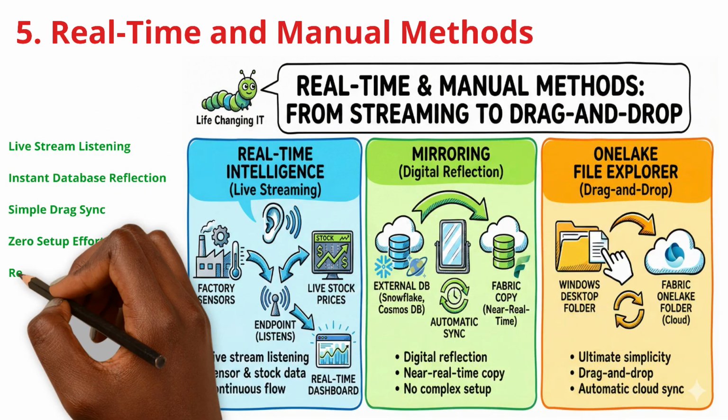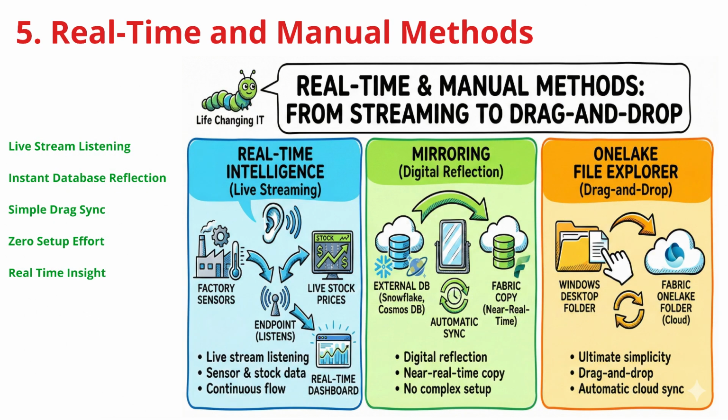To round off our journey, let's look at how Fabric handles data that doesn't fit the traditional mold. Sometimes you don't want to wait for a scheduled update. You need your data moving right now. First, we have real-time intelligence. Instead of moving data in batches once a day, this tool acts like an open ear, listening to live streams of information. It's perfect for monitoring factory sensors or tracking stock prices the very second they change.